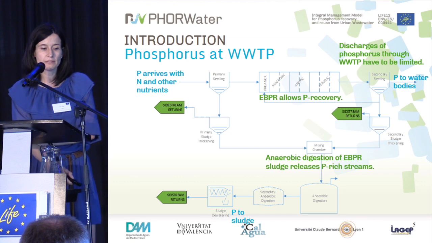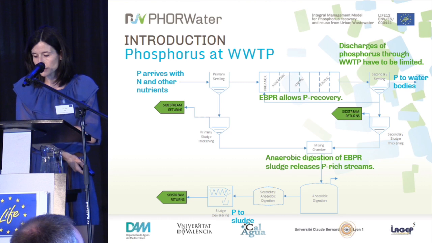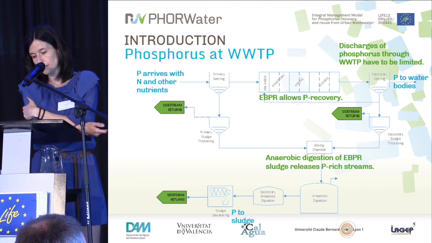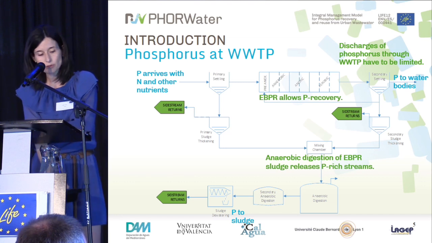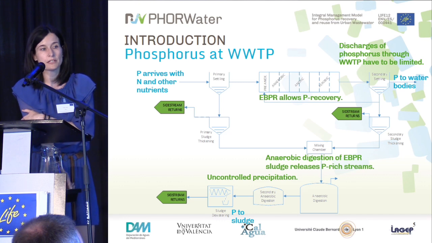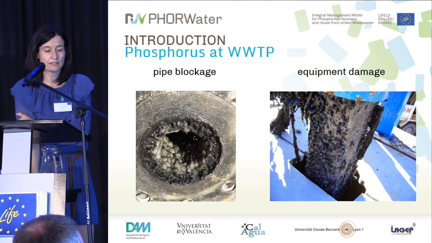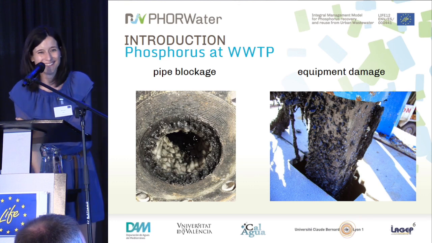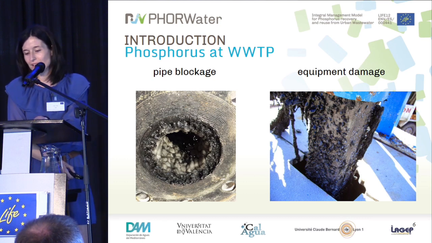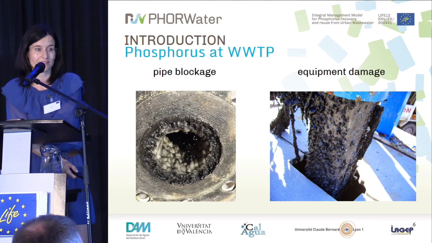But then we have the problem that after the biological treatment, we have an anaerobic digestion. And when you combine anaerobic digestion with biological phosphorus removal, then you have the problem of uncontrolled precipitation of struvite in the pipes. And these are the effects that you can observe. So that was the reason to start working on this project.